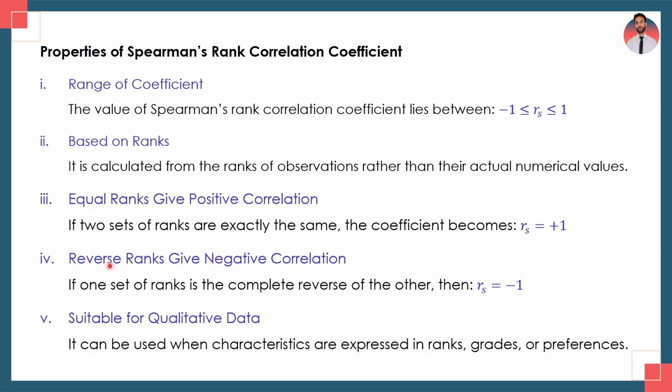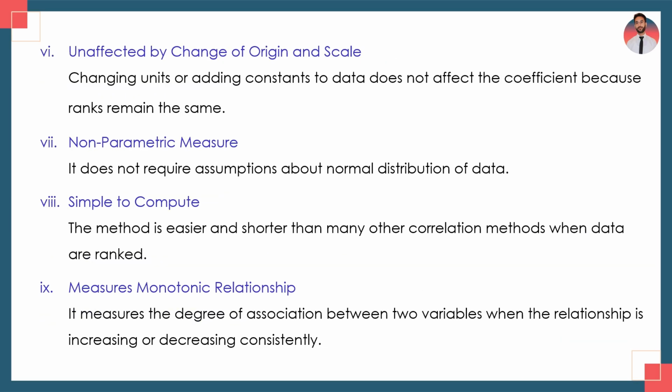Fourth property is reverse ranks give negative correlation. If one set of ranks is completely the reverse of the other, then RS equal to -1. And fifth property is suitable for qualitative data. It can be used when characteristics are expressed in ranks, grades, or preferences. Sixth property is unaffected by change of origin and scale. Changing units or adding constants to data does not affect the coefficient because ranks remain the same.